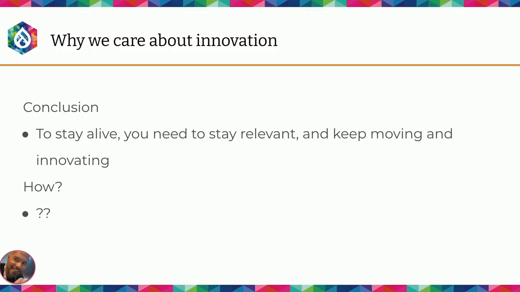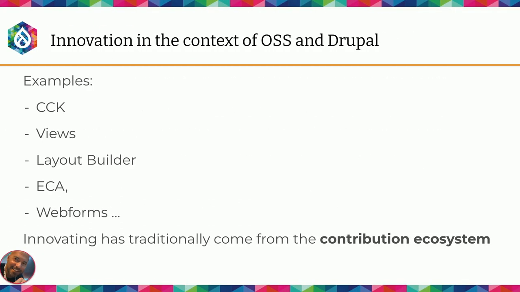So why do we care about innovation? The conclusion is that in order to survive, we need to keep moving, we need to stay relevant, we need to keep pushing forward. How do we do that, and how do we do that in open source and in Drupal? We need to understand the context. I think we all know how Drupal works with the contribution ecosystem. Traditionally, innovation has not come because someone said, hey, I'm going to be innovative, I'm going to create the next big thing in core.